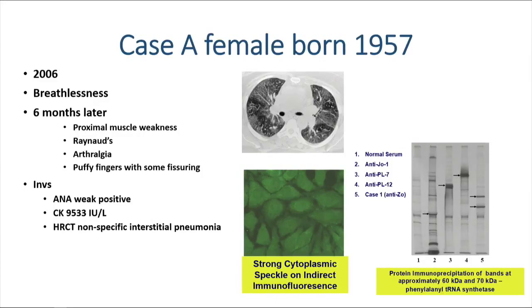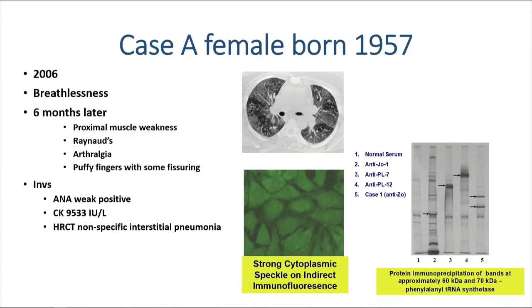So just go through a case. So this lady presented with progressive breathlessness. 6 months after this, she developed some proximal muscle weakness, Raynaud's. I'm sure you know what I mean by Raynaud's. Some joint pains, and then had these puffy fingers with fissuring on the fingers. And you'll quickly, I know, come to realize that this patient presented with a very typical antisynthetase syndrome, all right?